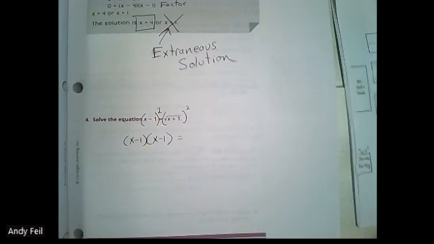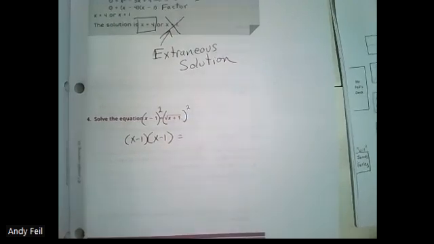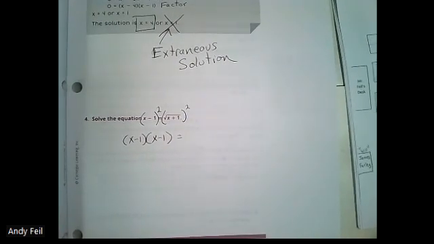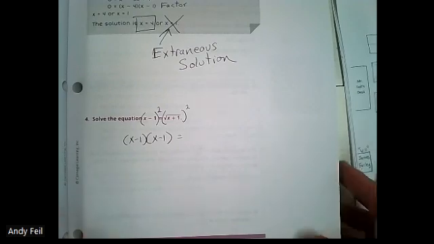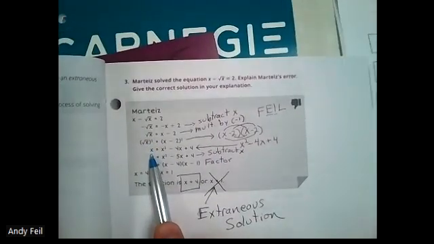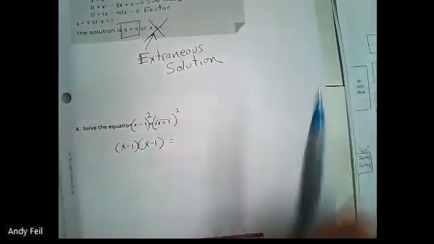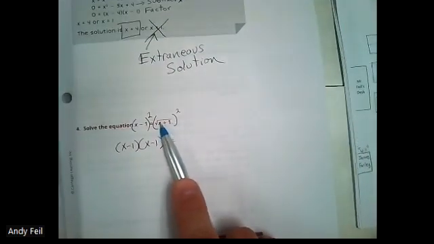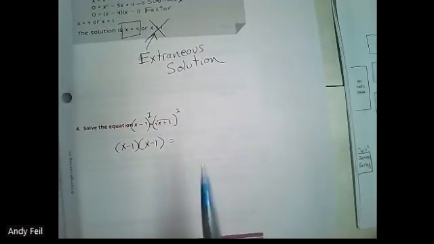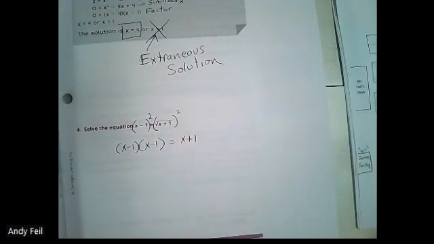All right, do you need help with the hard part? What happens when you square a square root? What happened when Martise squared a square root? What did he get? What happened to the square root symbol? It just disappeared. What's going to happen on this side when we square a square root? What's left over? X plus 1. There you go.